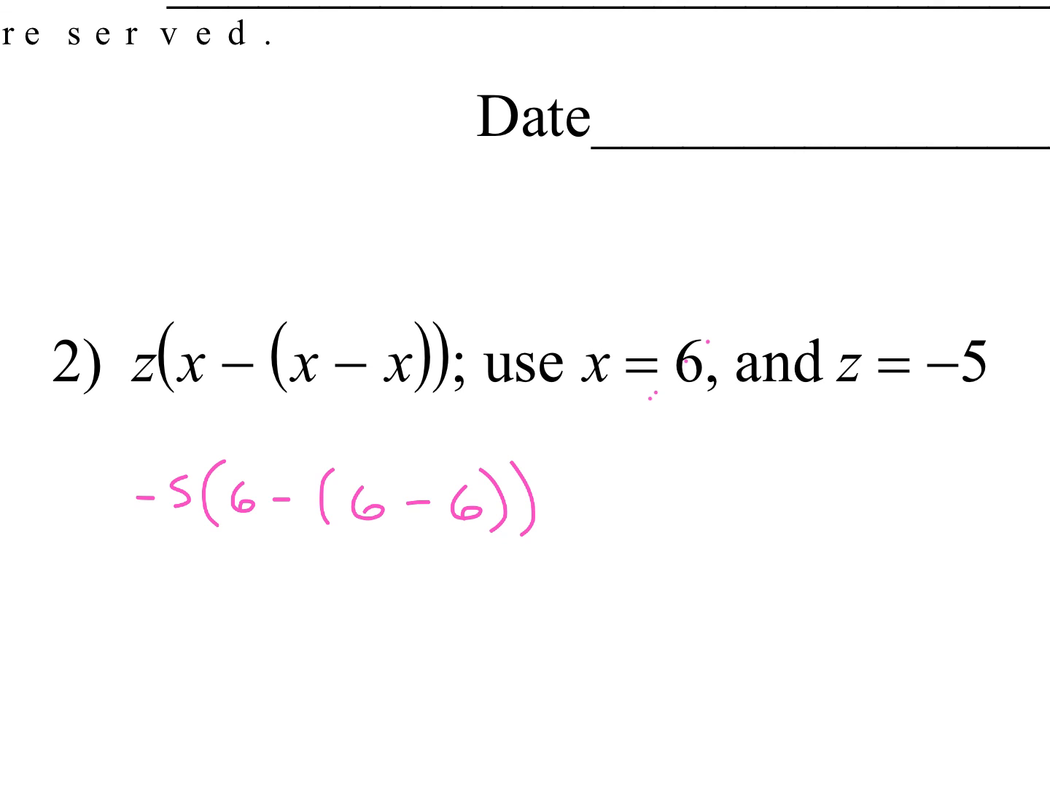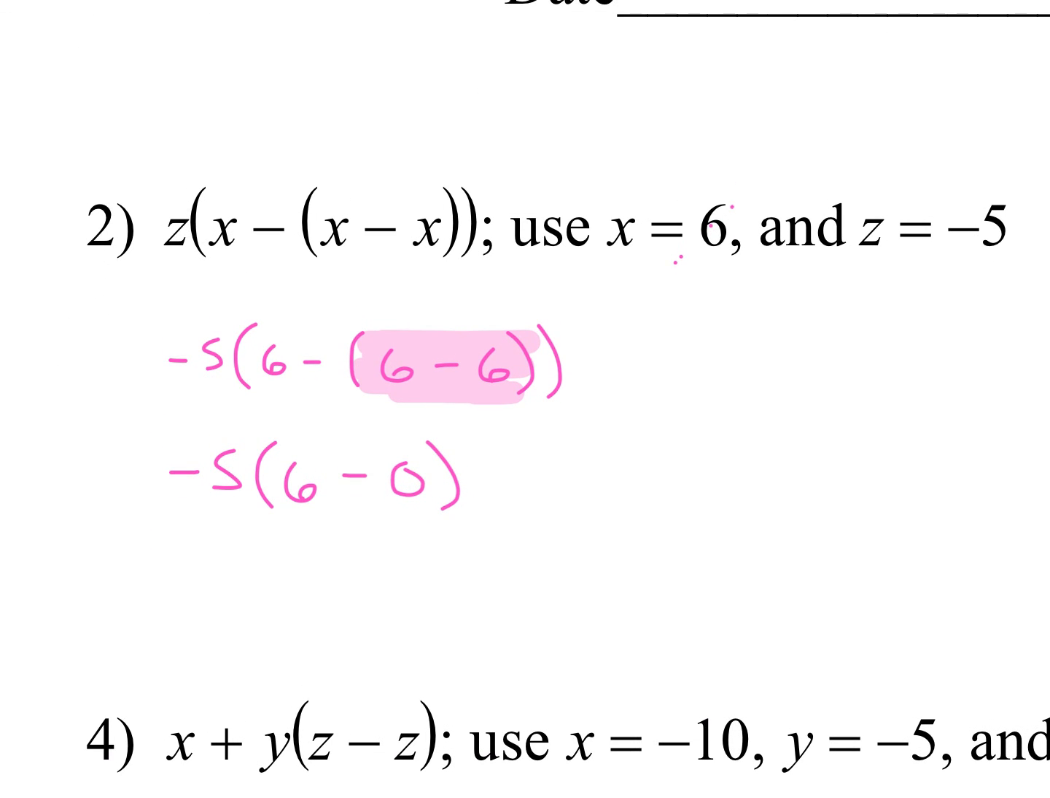The parentheses. Which parentheses? The one on the right. So 6 minus 6. What's 6 minus 6? 0. So I have negative 5 times 6 minus 0. Anytime I have a parentheses inside of a parentheses, I want to do the ones on the inside first. What's 6 minus 0? 6. So negative 5 times 6. What's negative 5 times 6? Negative 30. Awesome.